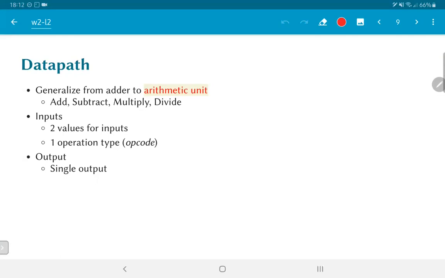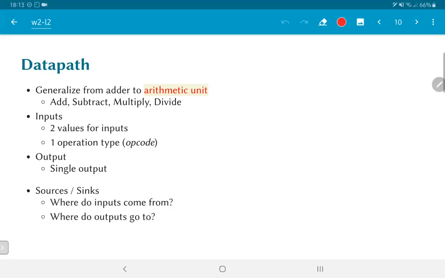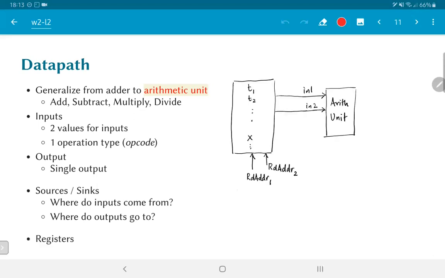We need to set some specifications, and what we are going to do is to say that we can accept only two values as inputs. And in addition to this, we will also accept one operation, which is the opcode, which tells us whether we need to do add, subtract, multiply, or divide. At each stage, this arithmetic unit will now generate a single output. The questions that we need to answer are, where do the inputs come from? Where do the outputs go to? And ultimately, what we'll be doing is using some kind of registers in order to store all of that.